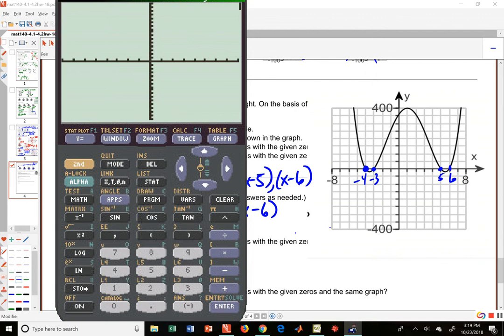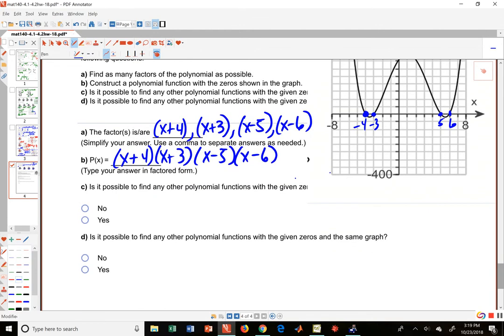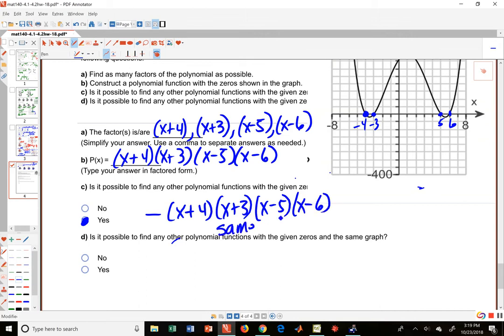So let's see how it looks. So looking pretty good now. That looks a lot more like it. So I think we've done it. We found our polynomial, and we based it off of those linear zeros, those factors that give you just a single passing through at those 0 points. Is it possible to find any other possible polynomial with the given zeros? The answer is yes, because you could negate it, and that's a new polynomial, and it has the same zeros, but it looks different.